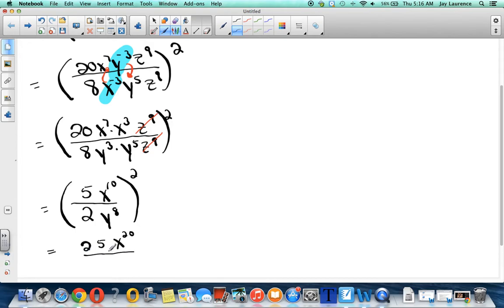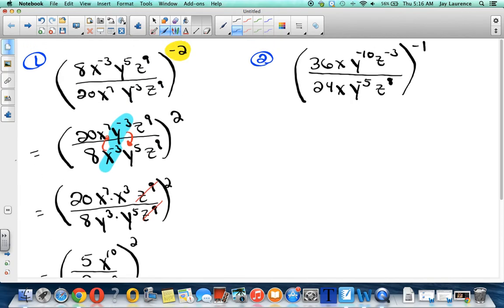Always think about what it means. Don't rely on shortcuts. 2 squared is 4. 2 times 2 is 4. y to the 8th squared. Well, that means y to the 8th times y to the 8th, or y to the 16th. And there you go. There's the fraction. There's your answer, simplified form. Of course, we're assuming x, y, and z don't equal 0.